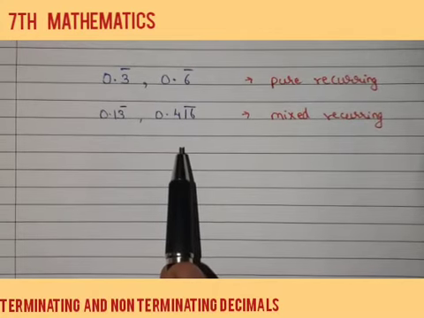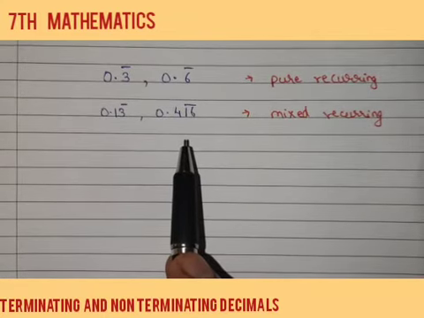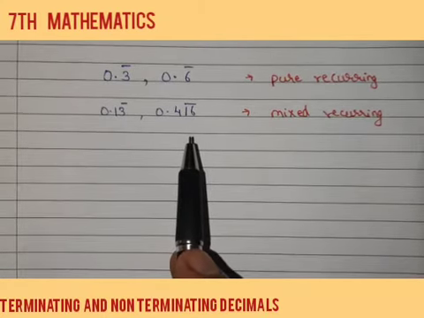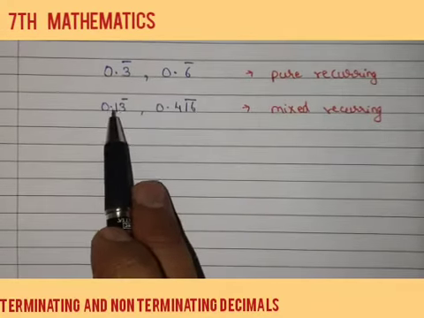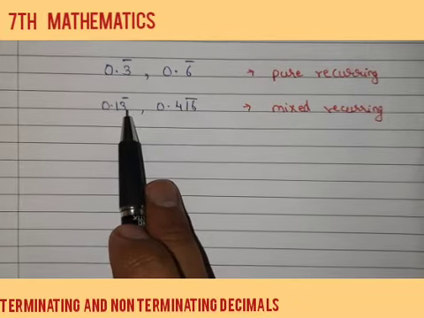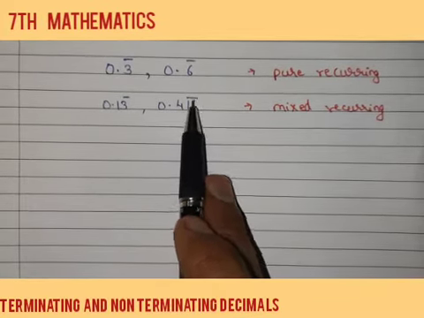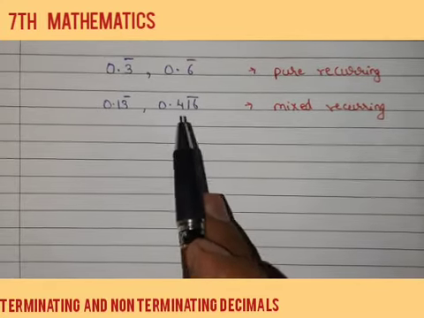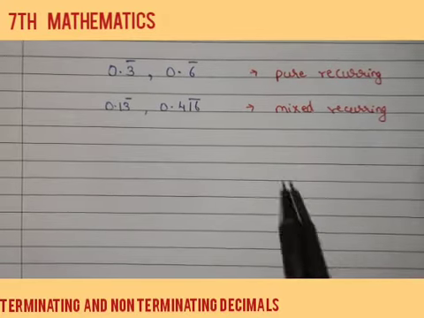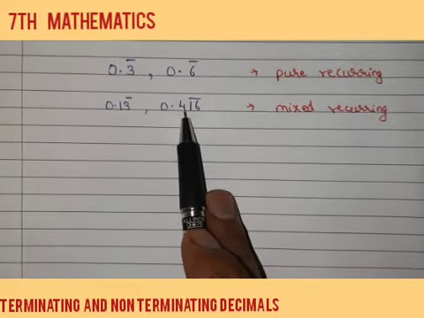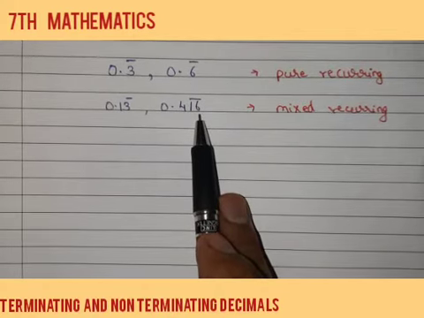Whereas a decimal in which at least one digit after the decimal point is not repeated besides having some repeated digits, that means after the decimal 1 is not repeated but 3 is getting repeated, after the decimal 4 is not getting repeated but this pair 1 and 6 is getting repeated, such types of decimals are known as mixed recurring decimals. Why mixed? Because here we have one digit which is not getting repeated and a pair of digits which is getting repeated.